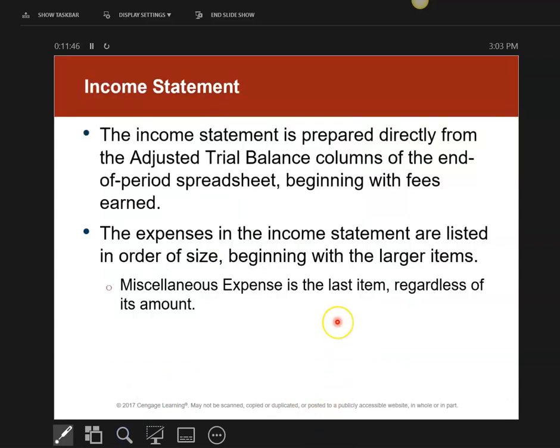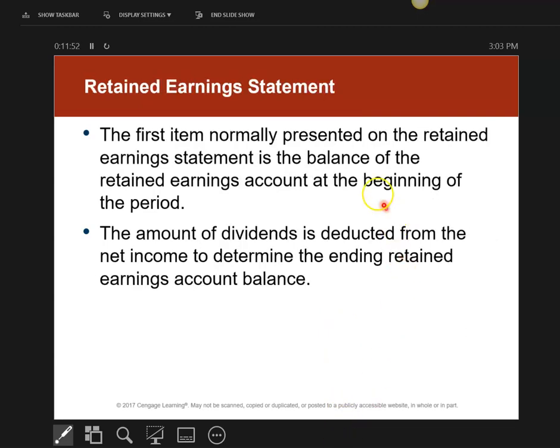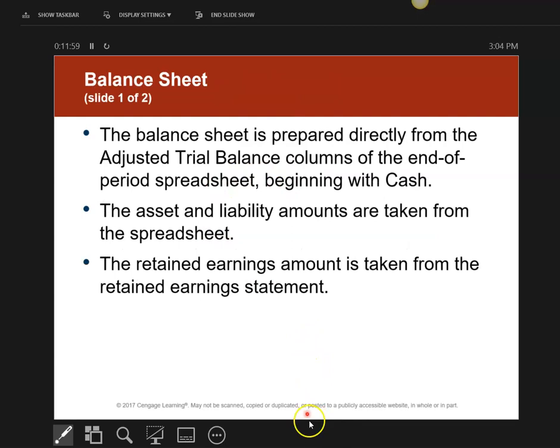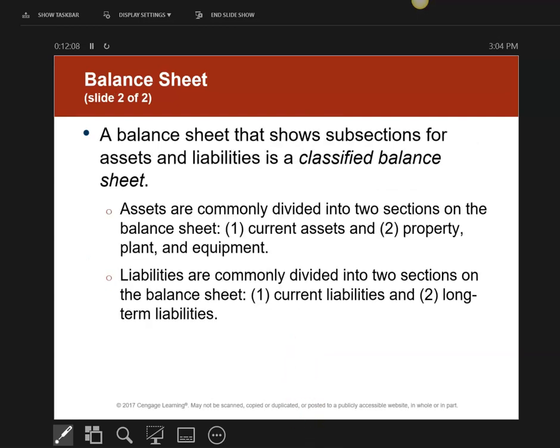Okay, so income statement, basically you're just pulling the information from your spreadsheet, doing the total. The net income goes into the retained earnings statement, and that's going to increase my retained earnings, and that will go into my balance sheet. The balance sheet changes here. It's called a classified balance sheet. And so it's got different headings. Assets are called current assets and property, plant, and equipment, and liabilities are current liabilities and long-term liabilities.